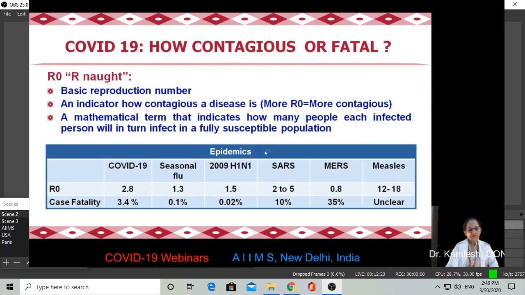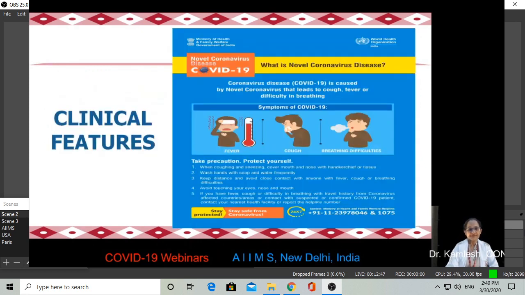For seasonal flu, the R naught would be 1.3. For influenza, 1.5. For SARS, 2 to 5, on average about 3. For Middle East respiratory syndrome, 0.8. For measles, up to 15. The case fatality for COVID-19 is 3.4%, and as discussed earlier, for MERS it could be up to 35%.